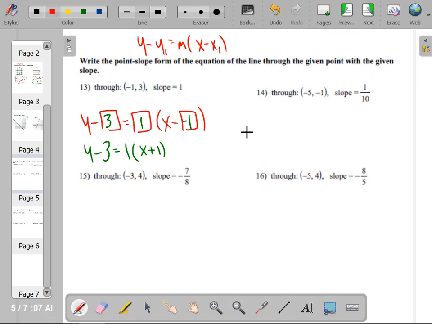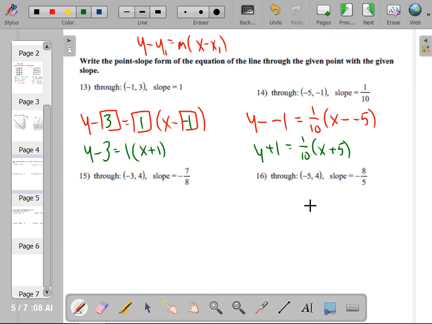Let's do it again. y minus, the y-coordinate is -1, so I'll put -1, equals, the slope is 1/10, times x minus, the x-coordinate is -5, so -5. But you don't want to write it with minus negatives, so we'll say minus -5 is the same as adding 5: y plus 1 equals 1/10 (x plus 5). So there you go.